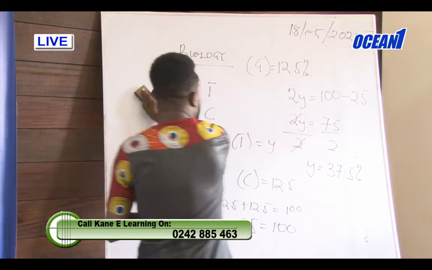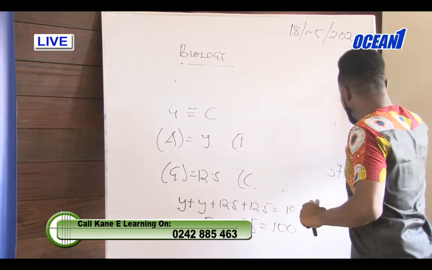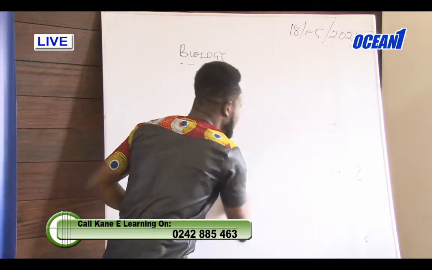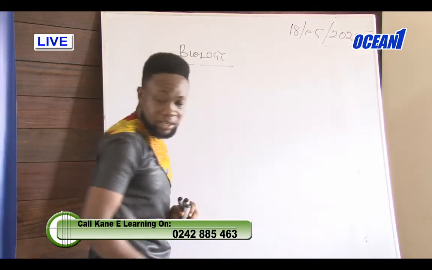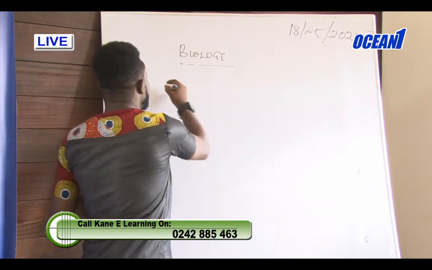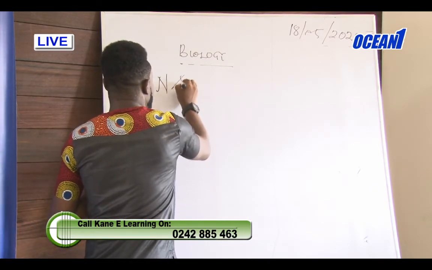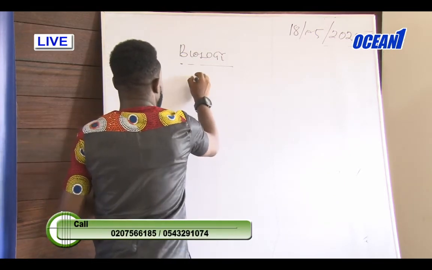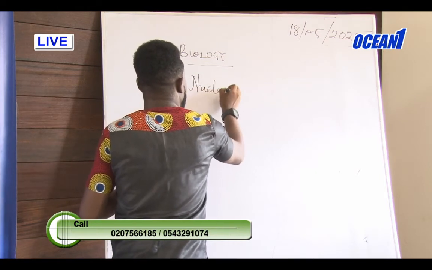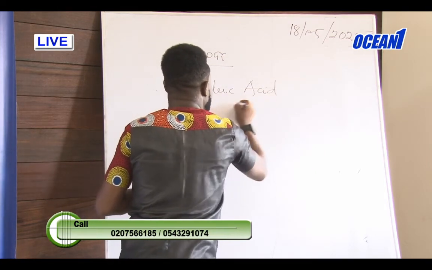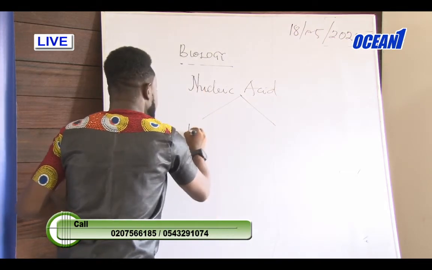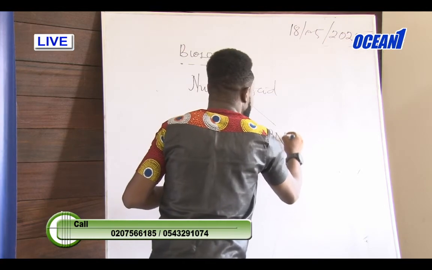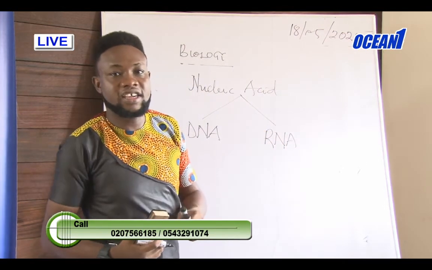So let me do a quick recap on the lesson that we taught today. So today we were looking at nucleic acid. And we said that nucleic acids are made up of DNA and RNA.